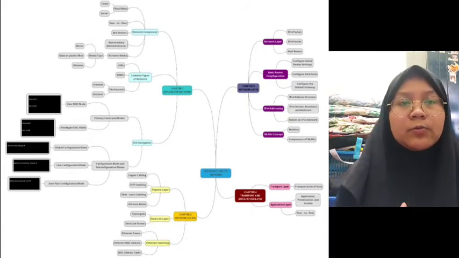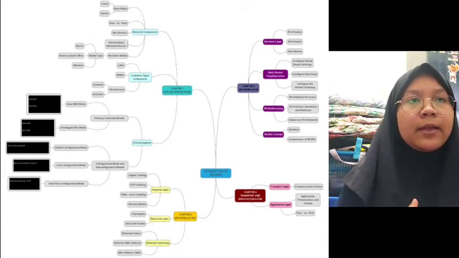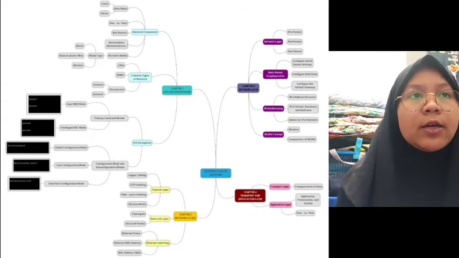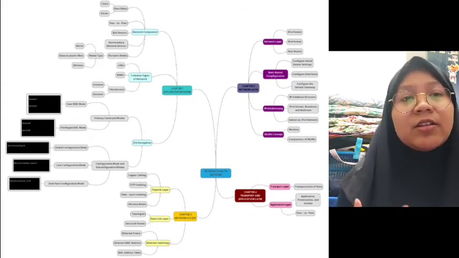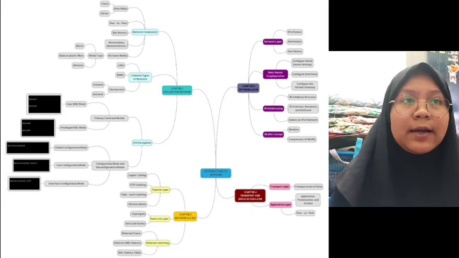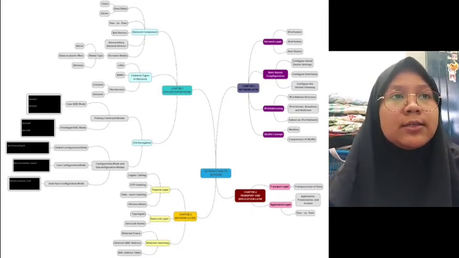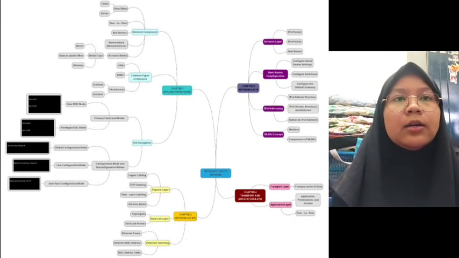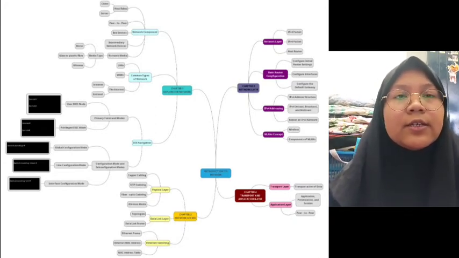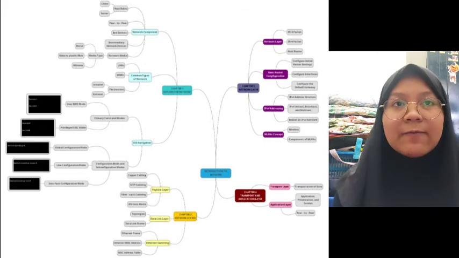So how about configuring the default gateway? The default gateway is used when a host sends a packet to a device on another network, and the default gateway address is generally the router interface attached to the local network. So that's it about basic configuration. Now we are moving on to the IPv4 address.